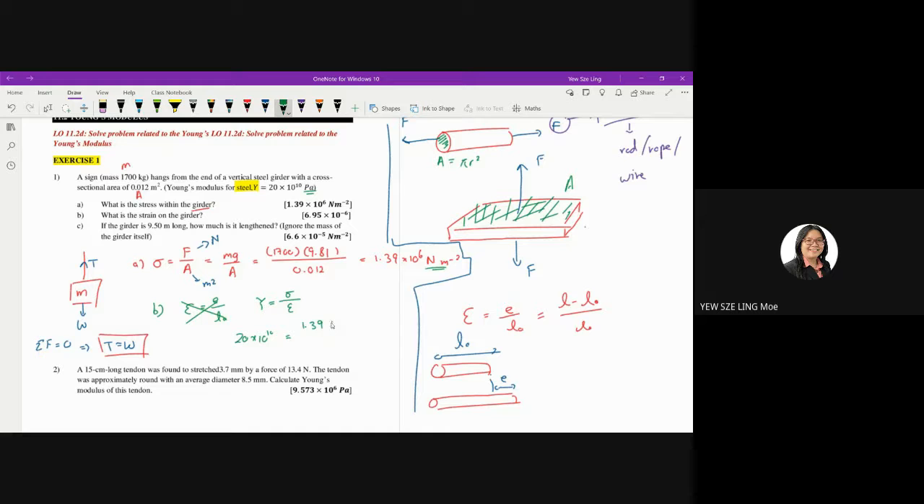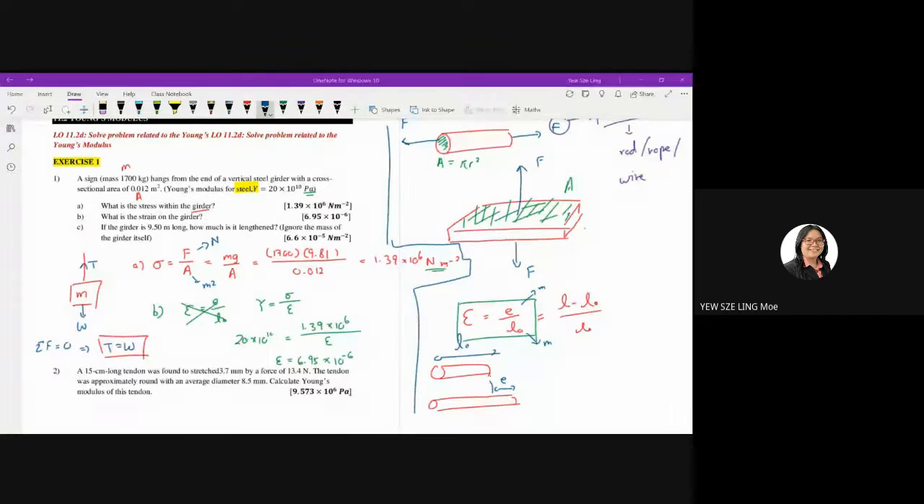So 1.39 times 10 to the power of 6 divided by epsilon, the strain. So strain is then equal to 6.95 times 10 to the power of negative 6, without unit. Why? Because if you look at the equation on the right hand side, elongation divided by L naught, both of them are in meter. So meter divided by meter, the units cancel with each other. Therefore, epsilon is just a ratio.